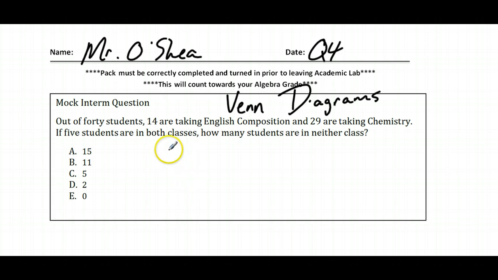Out of 40 students, 14 are taking English composition, 29 are taking chemistry. If 5 students are in both classes, how many students are in neither class?